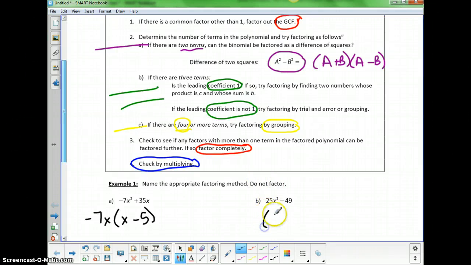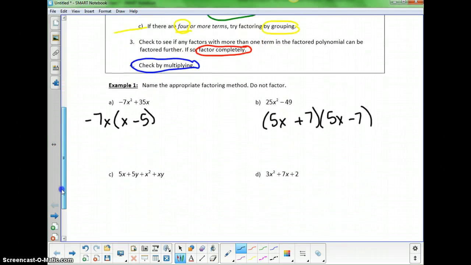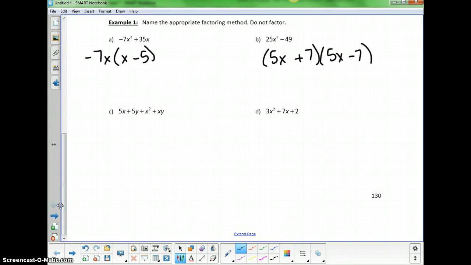So I'm going to factor this as 5x plus 7 and 5x minus 7. The binomial conjugates here, because 25 and 49 are both perfect squares, the difference of 2 perfect squares. Okay. Part C, there is no number that I can divide all of these by.